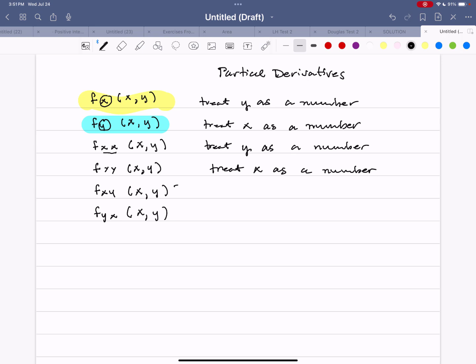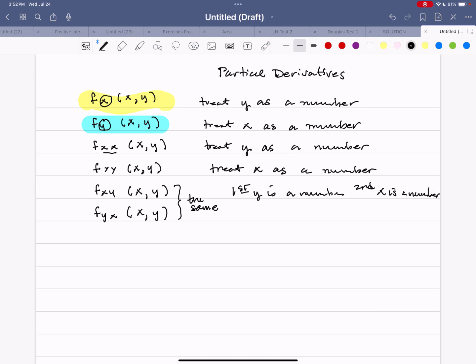And these two are really interesting because when you take it with respect to x the first time and y the second time, or y the first time and x the second time, these are going to always come out the same. So it doesn't matter which order you do it in. So if you get 10 for the first one, you'll get 10 for it in the other order. So in the first one, the first time, y is a number. And the second time, x is a number.